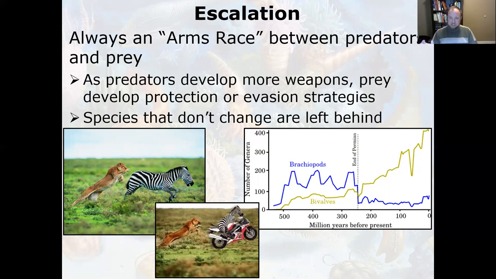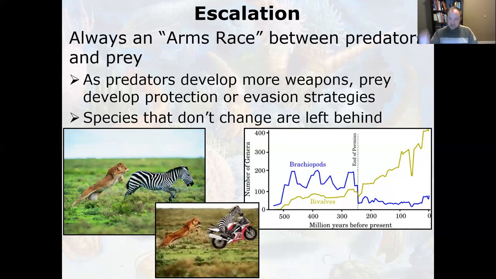As predators get a little bit better, so like they develop crushing jaws, or starfish with the ability to pull shells open, snails being able to dig through the shells. Predators develop more weapons. They're able to better attack prey. And so prey start developing protection in response, like maybe thicker shells, or spiny shells, or they develop evasive strategies. So they're able to swim away or jump away or move or burrow for protection.